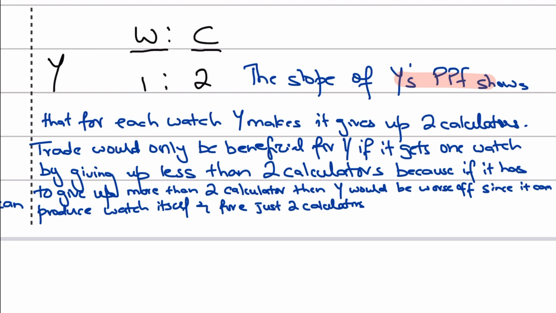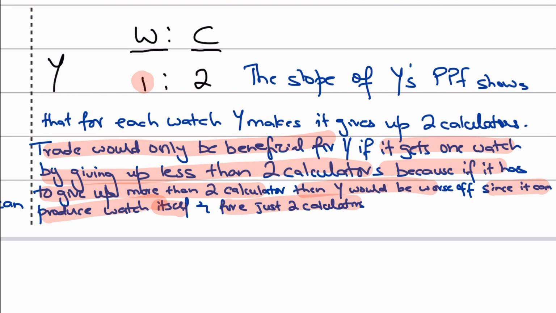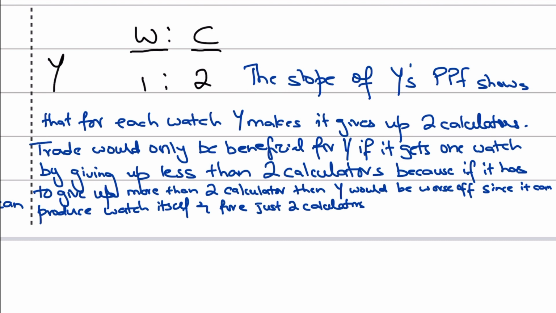So if Y wants to indulge in trade with X, you need to understand that trade would only be beneficial for Y if it gets one watch by giving up less than two calculators. Because if it's giving up more than two calculators, then Y would be worse off, since it could produce the watch itself by just giving up two calculators, right? For trade to be beneficial, Y has to give up less than two calculators, or export less than two calculators, in return for a watch.